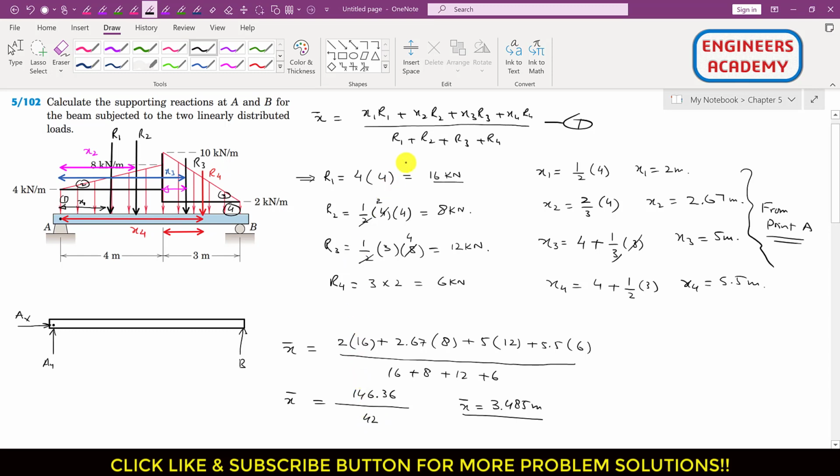The summation of R1 plus R2 plus R3 and plus R4 is 42 kilonewton, and it is located at a distance of 3.485 meters from that point A. So let me draw that force, that is somewhere here. This is R equals to 42 kilonewton, and this distance of this resultant from that point A is 3.485 meters. So now this problem is quite simple, right? We can find this AX, AY and B which are required, right?